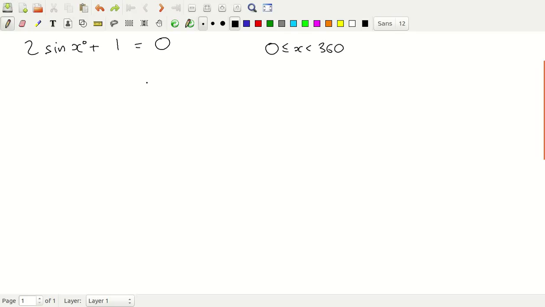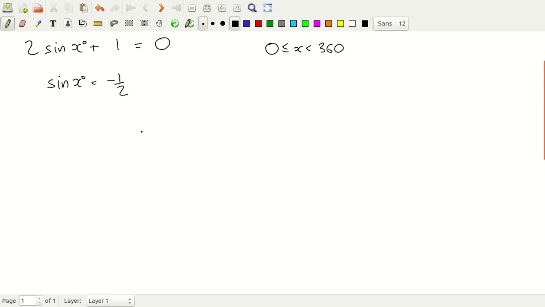Okay, so here we have another simple trig equation. Solve 2 sine x degrees plus 1 equals 0 for 0 less than or equal to x less than 360. First step here with all trig equations is to make sure you have a single trigonometric function as the subject of the equation. So I'm going to subtract 1 from both sides, divide by 2. Okay, sine x degrees is equal to negative 1/2.